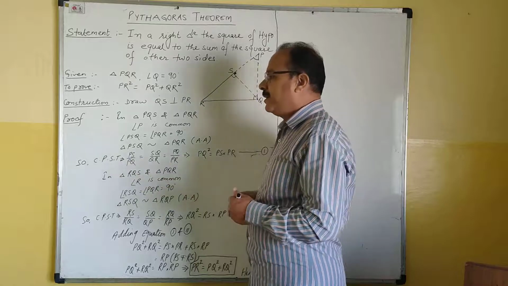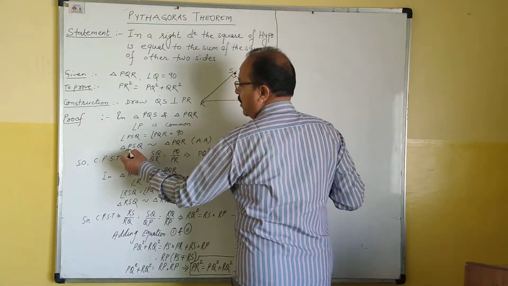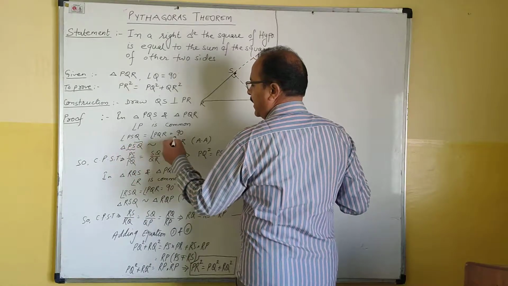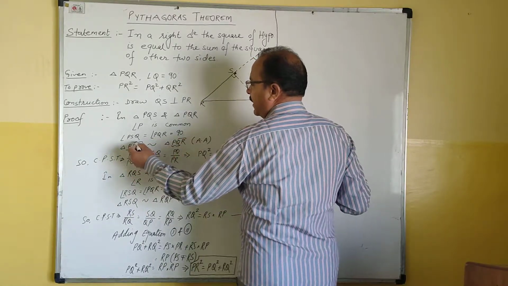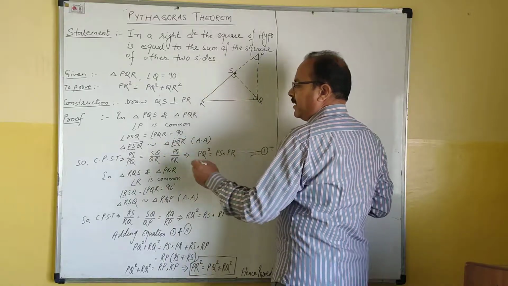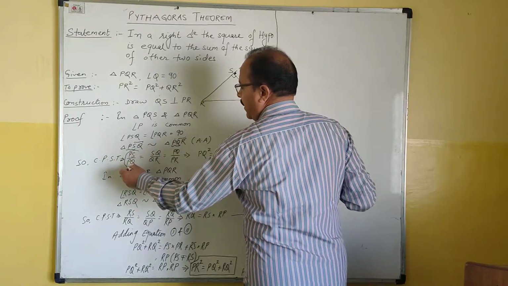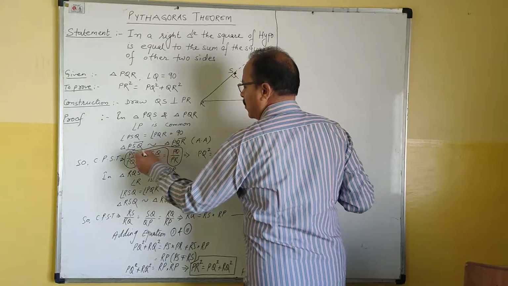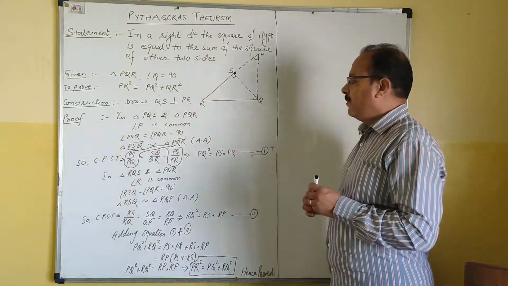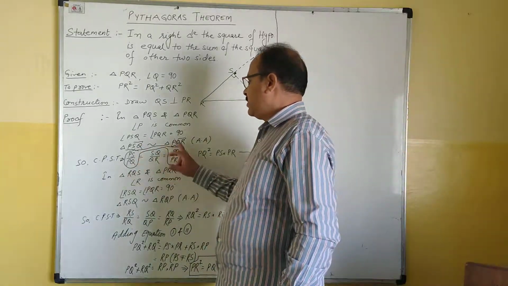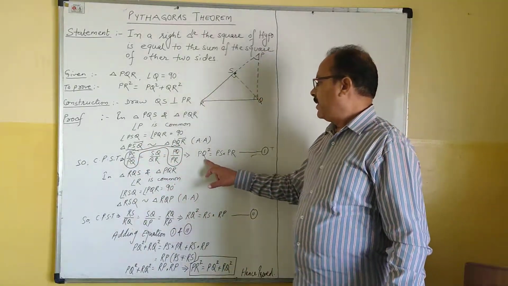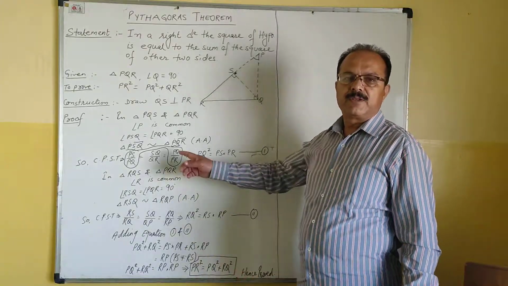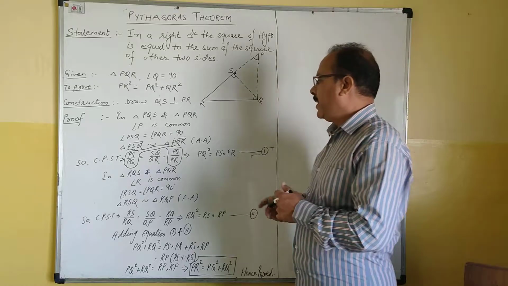And now we can write the corresponding sides. Students, you know how to write the corresponding sides: PS upon PQ, then SQ upon QR, and then PQ upon PR. Out of these, which are important? These two are important, we will take these two. PS upon PQ is equal to PQ upon PR. It will give you the result PQ square is equal to PS into PR.